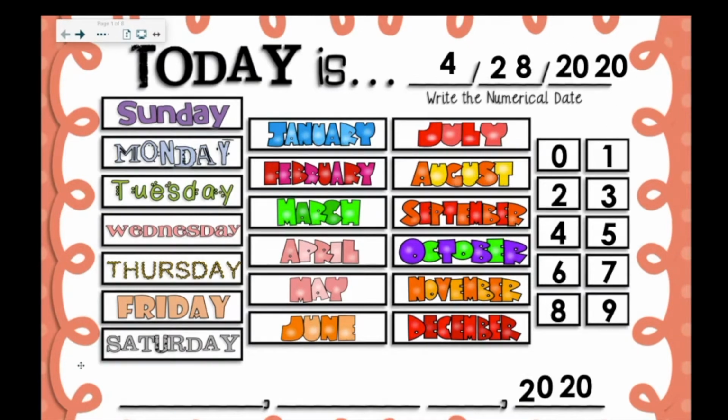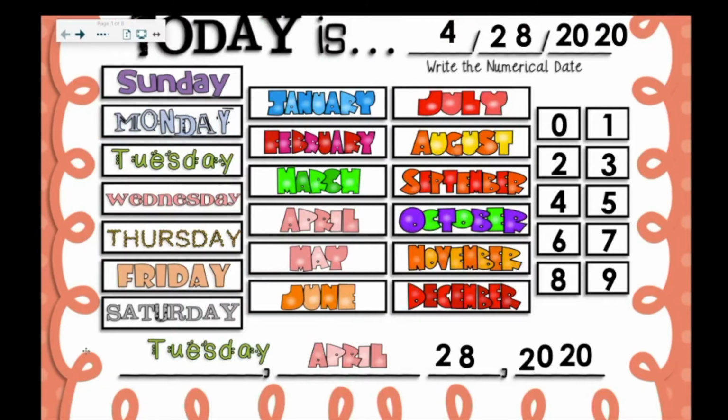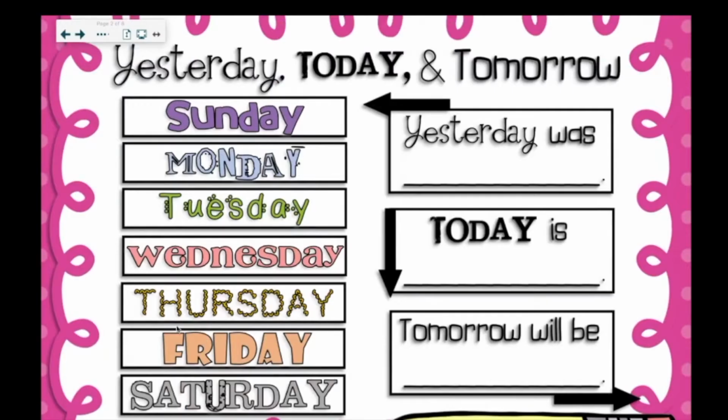So let's write our date with words. Today's day of the week is Tuesday, and it's still April. We're in the last week of April, and today is the 28th. 2, 8. 8 in the ones place, 2 in the tens place. So let's get ready to read this date. Ready, set, read. Tuesday, April 28th, 2020.